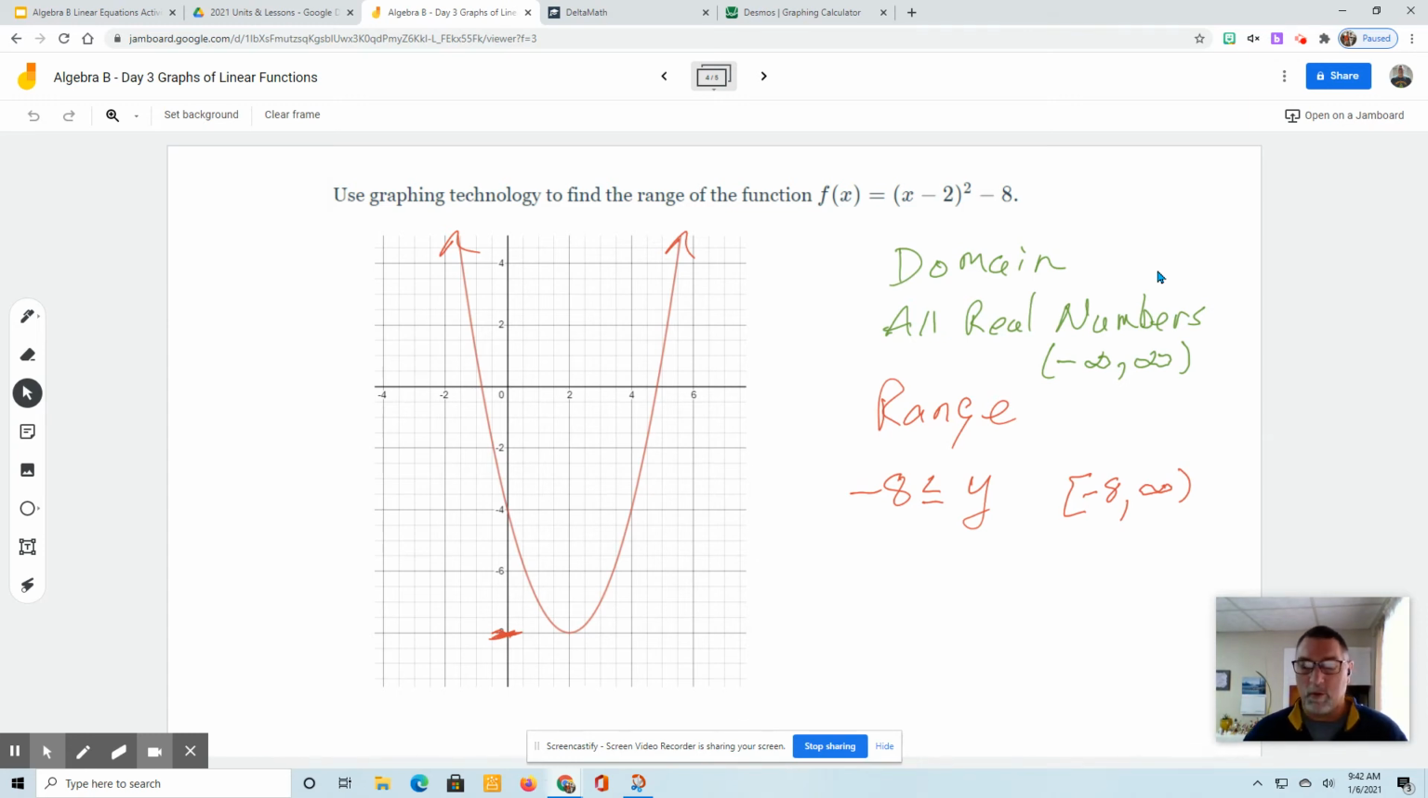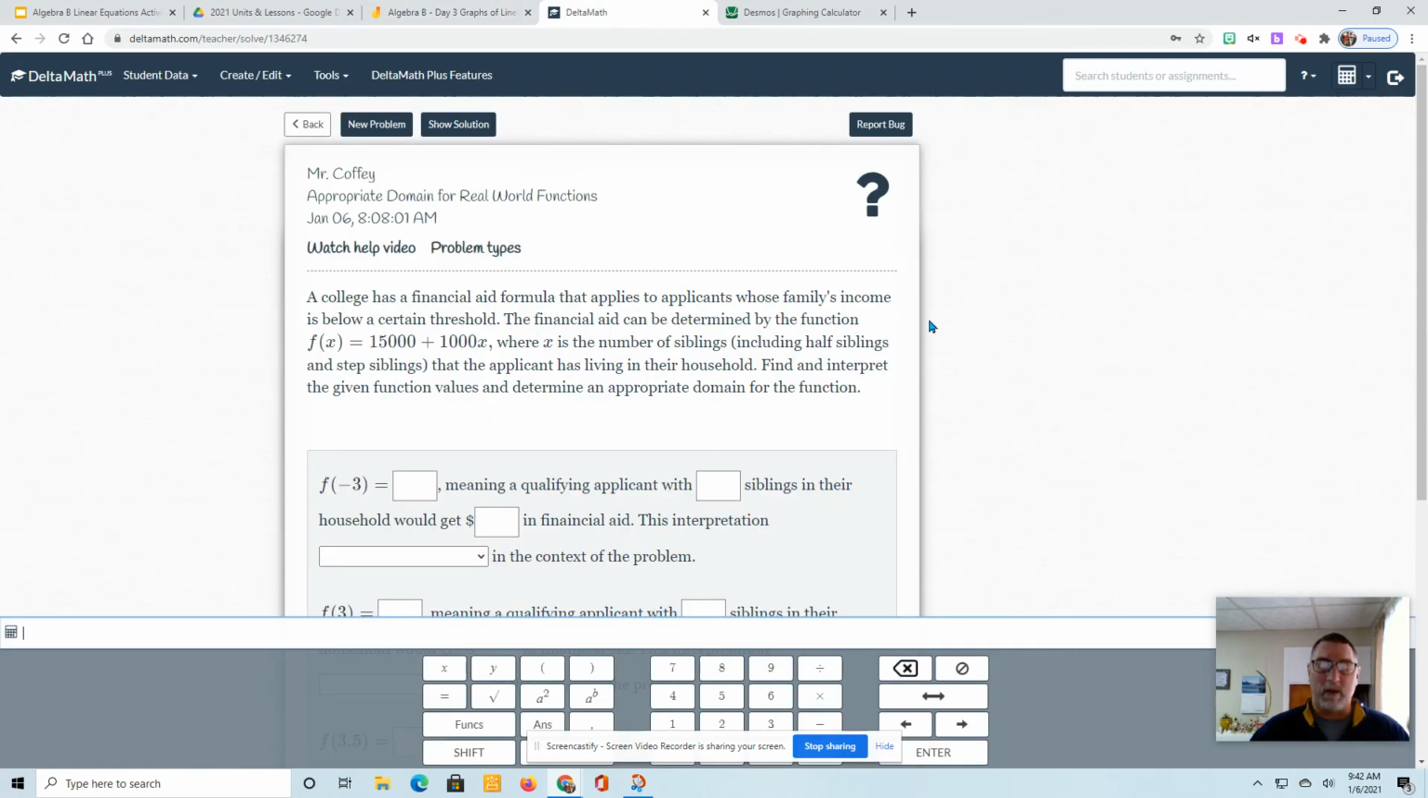All right, now I want to look at one more problem, the other type we did. And so I actually have it up here on Delta Math, so I want to do it from there. All right, so here a college has a financial aid formula that applies to applicants whose family's income is below a certain threshold. The financial aid can be determined by the function f of x equals 15,000 plus 1,000x, where x is the number of siblings, including half siblings and step siblings, that the applicant has living in their household. Find and interpret the given function values and determine an appropriate domain for the function.